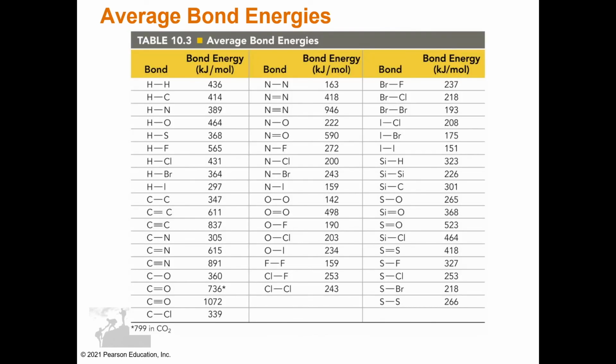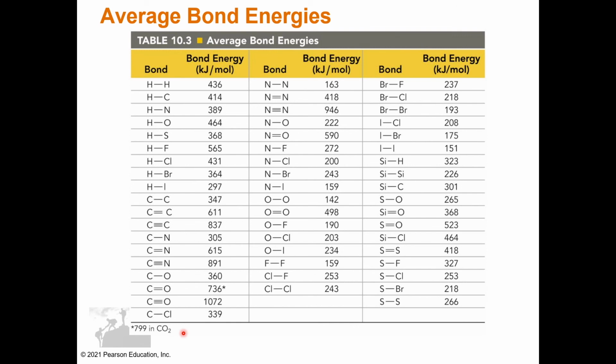Here in table 10.3, we have average bond energies. You don't need to memorize any of these, but you do have to be careful when you have a C that's doubly bonded to an O. It has a value of 736 kilojoules per mole, but take a look, it has an asterisk. Why? Because if you're looking at carbon dioxide, then those two bond energies would each be 799 kilojoules per mole. So make sure you keep that in mind.